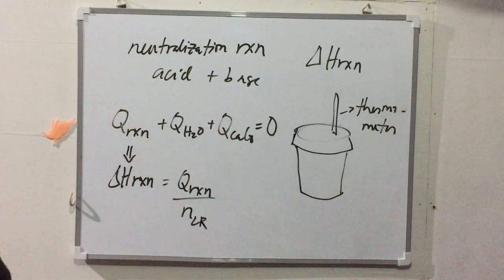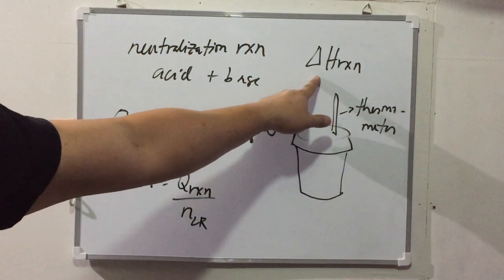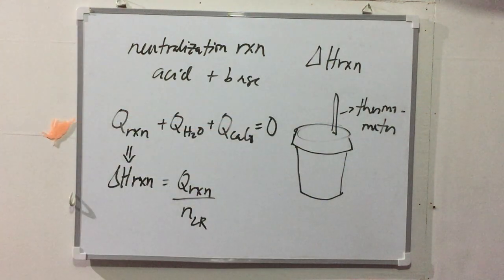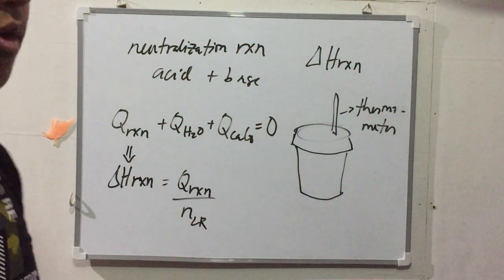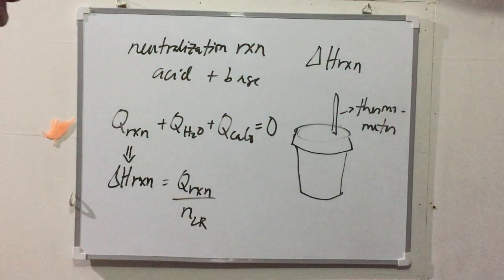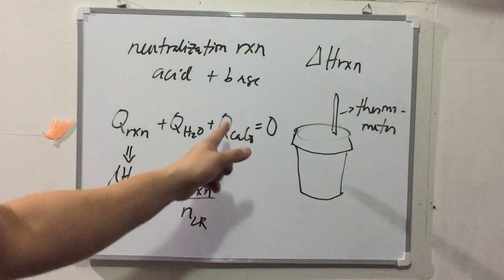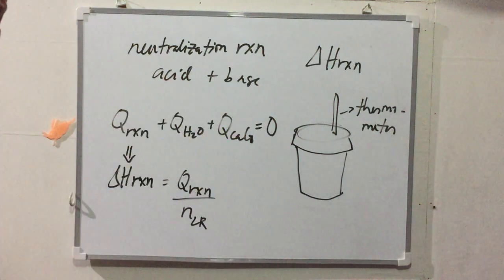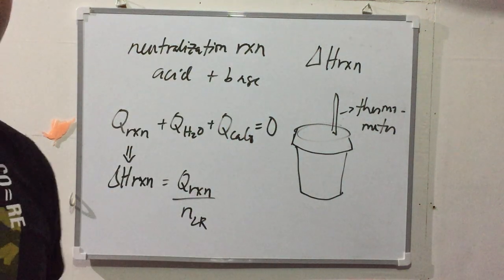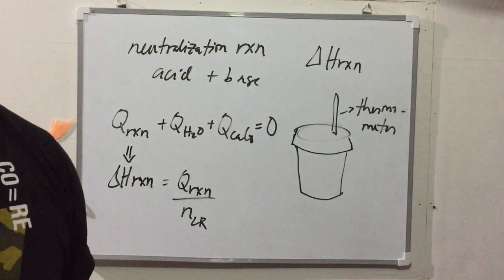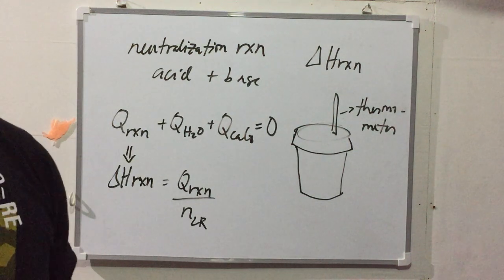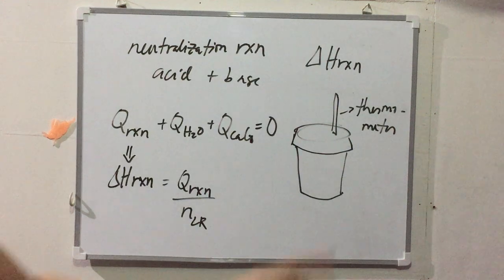So, for the first delta H reaction, the acid and base you use is the reference reaction. That's for the reference delta H of reaction. Okay? So, say you used hydrochloric acid plus sodium hydroxide. You know the delta H of the reaction, and you found the heat capacity of the calorimeter the first time around. The second time around, you no longer know the delta H of the reaction of your acid and base, so you can no longer use a reference delta H reaction.